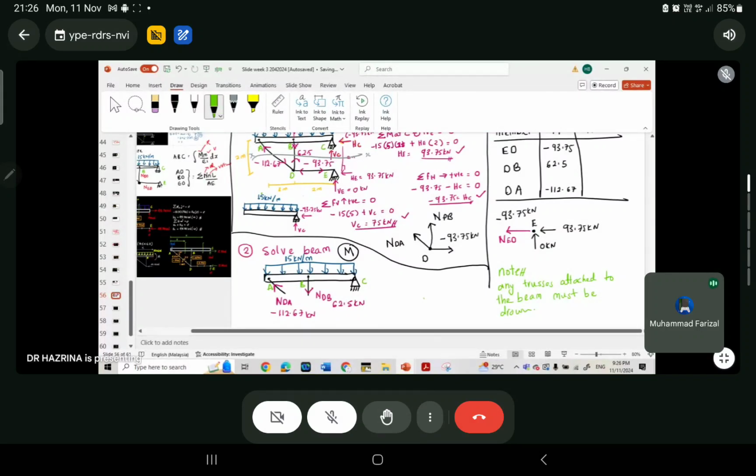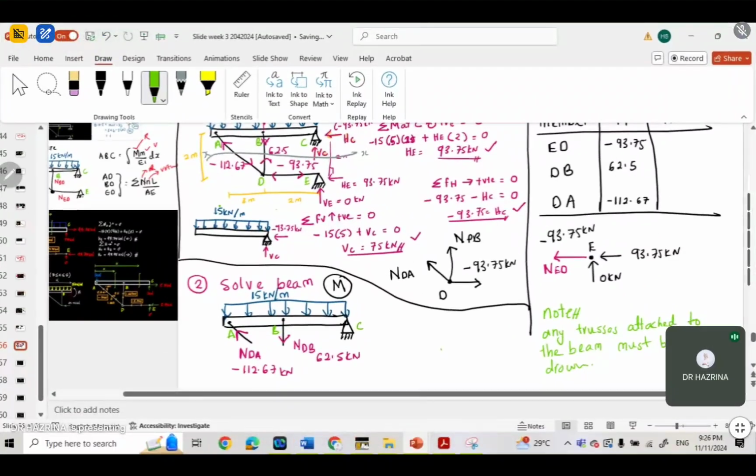Faham? So kiranya kalau untuk contoh trustnya NDA punya load dia kan dalam bentuk incline. So bila saya nak cari moment tu, saya kena resolve dekat B. Ya, betul. Tepat sekali. Okay, faham Doktor? Faham. Any more questions before I proceed further?